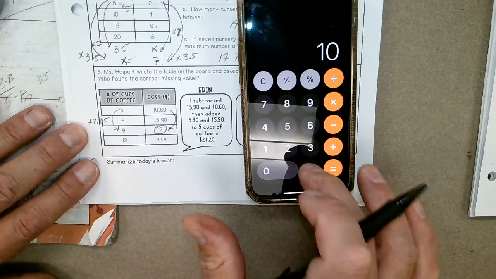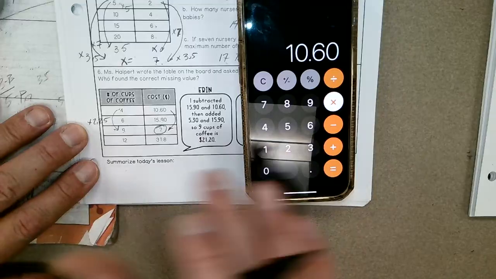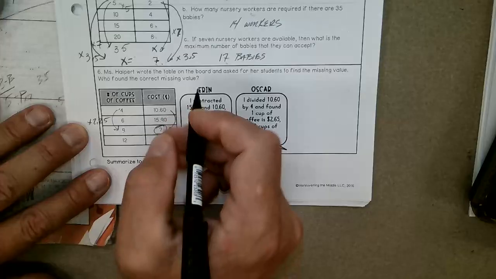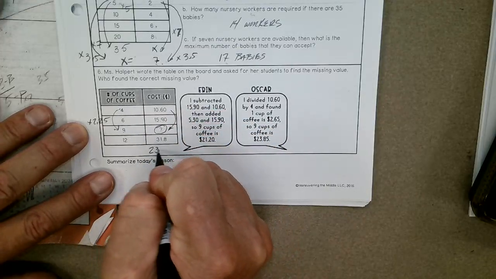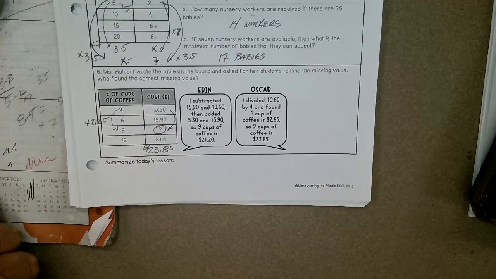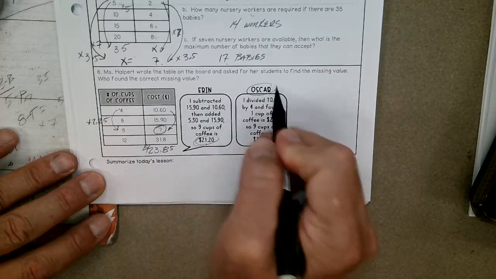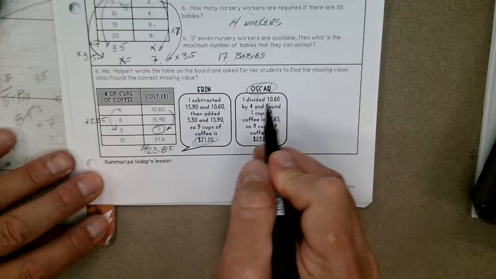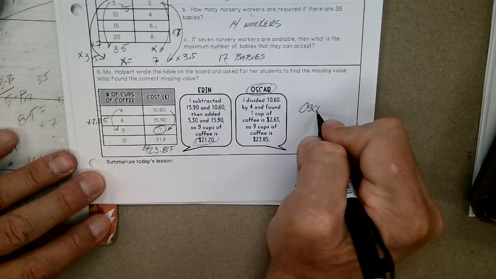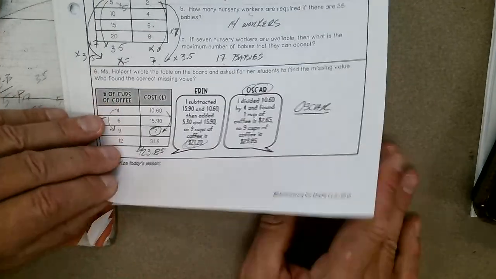So watch, $10.60 times 2.25, and we end up with $23.85. So that value, and I'm going to write it right here, is here. Now, let's see who is correct. Was Erin correct? No, she got that value. It looks like Oscar is correct because they did exactly what we just did. And Oscar is the one. Sorry it was so quick, and sorry about the mistakes.